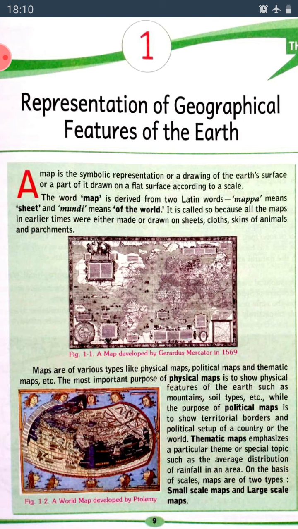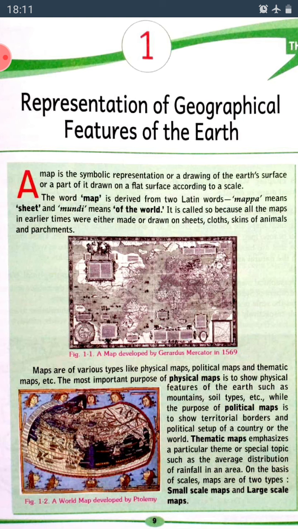Now the political map. Political maps are those maps which show the state, country, its capital, state's capital and the countries of the world by showing the borders. So with the help of borders we can differentiate one state from the other state, one country from the other country. So that is shown with the help of a political map.